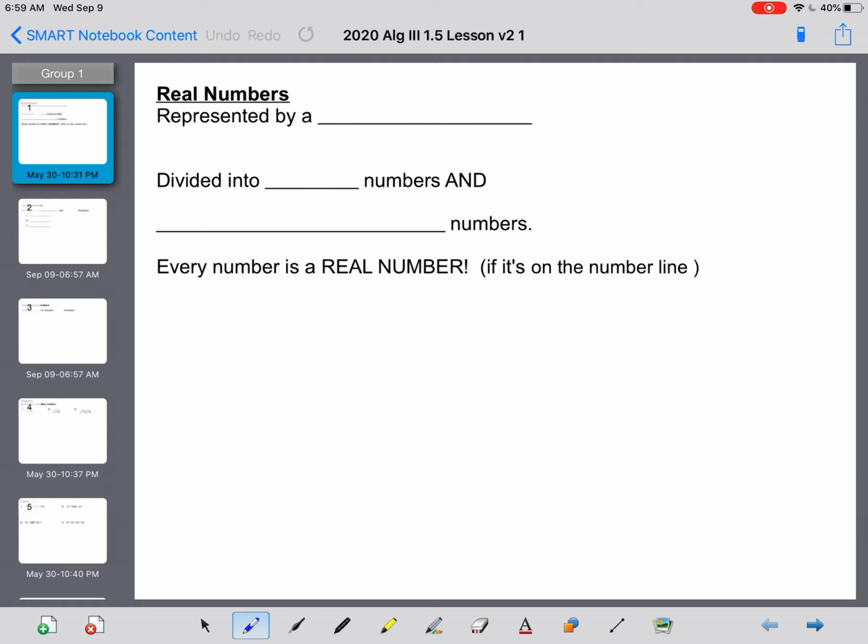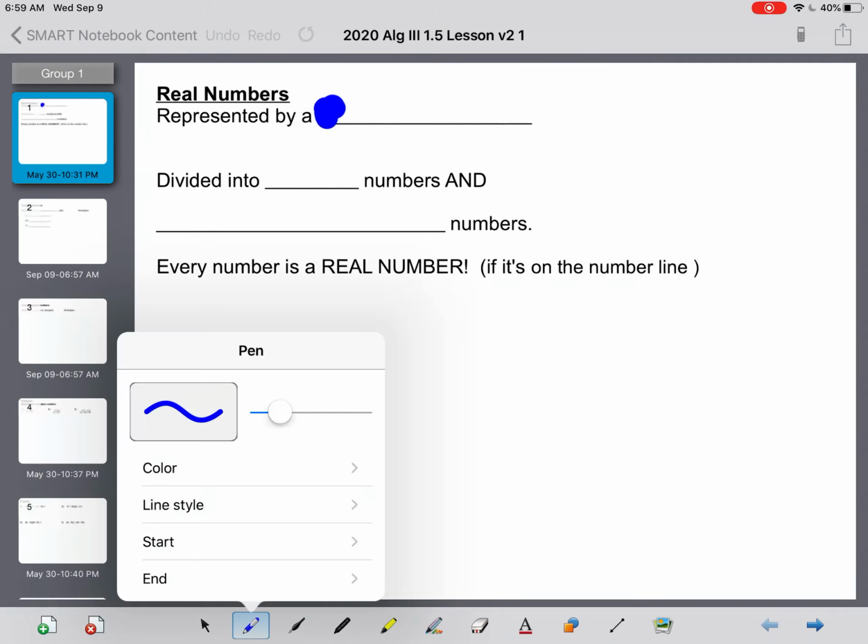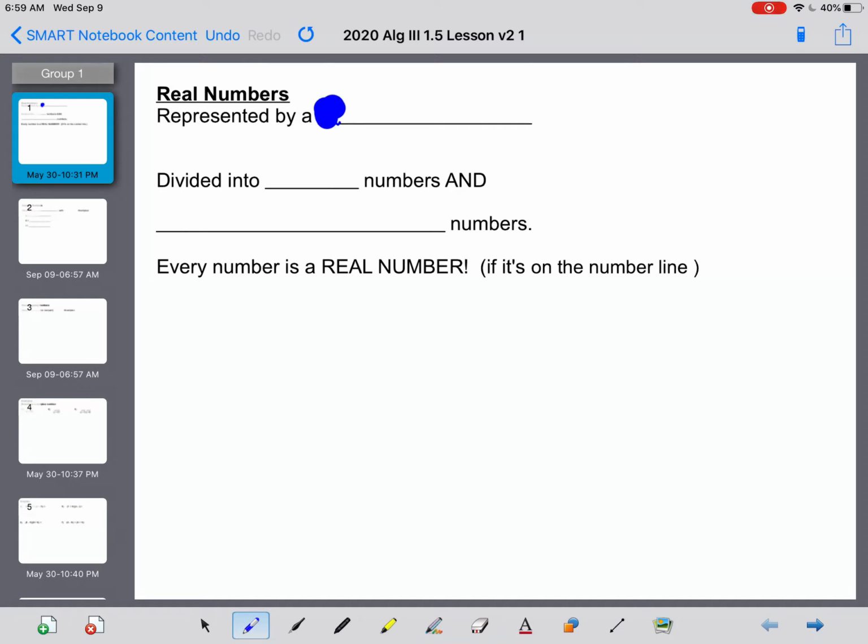So first of all, just a little review here. Real numbers are represented by a number line. So think of a number line that looks like this. And we usually have 0 somewhere in the middle, and we got numbers left and right of it. We got fractions, we got decimals, we got positives and negatives.